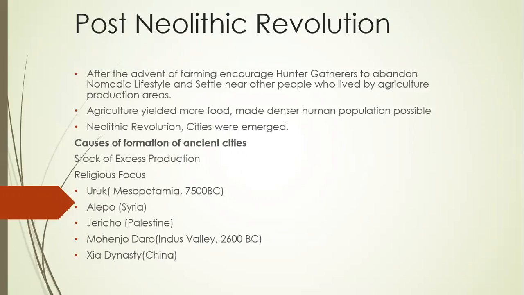They included Uruk of Mesopotamia, Aleppo of Syria, Jericho of Palestine, Mohenjo-daro of the Indus Valley, and the Xia dynasty of China.